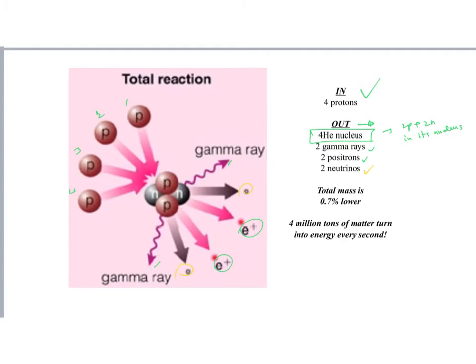Now, the most important thing here is that the total mass of the out products is lower than the mass of the in products by 0.7%. But because there is a lot of hydrogen that goes through this reaction, we end up with 4 million tons of matter that turn into energy. How is the matter turning into energy? The mass goes to energy by Einstein's relation, mc squared, and c is the speed of light.